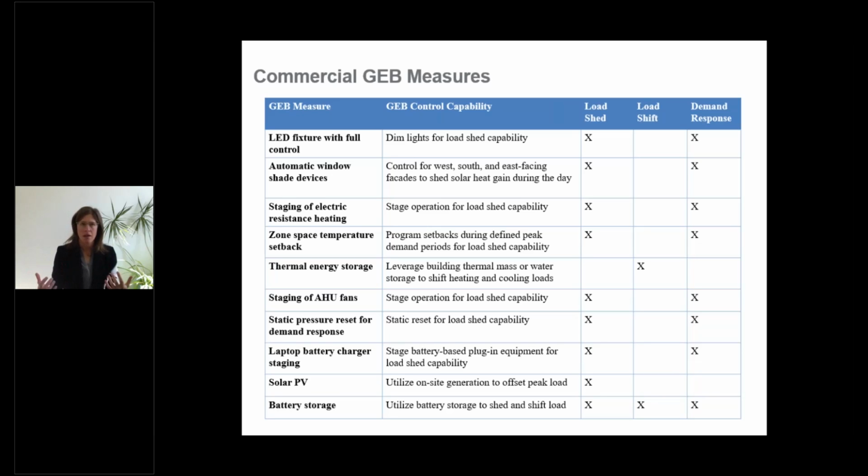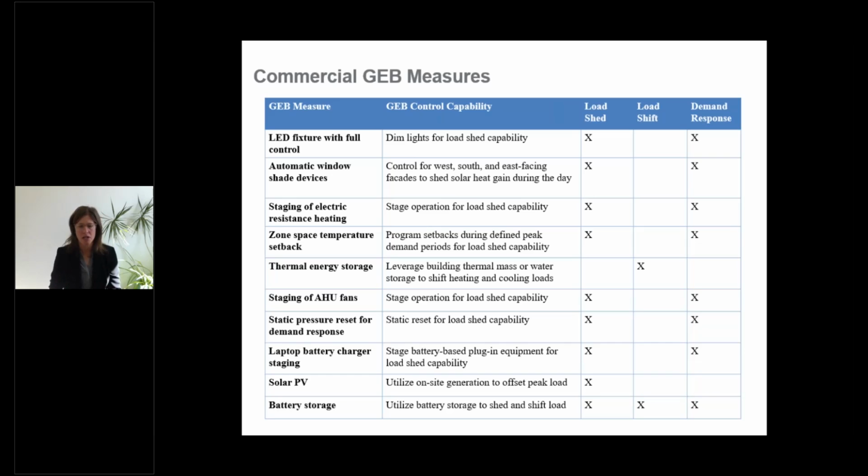And if you think of a building that does have electric resistance heaters, for example, you can maybe run a third of the electric resistance heaters for 20 minutes during an hour, and then shift to the next third, and then shift to the next third. And that drastically reduces that energy load of the building.